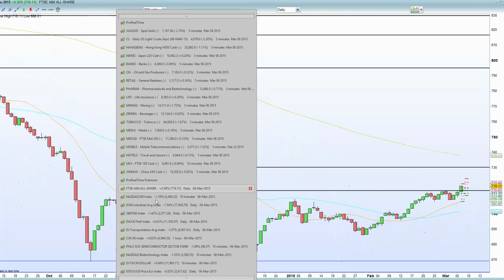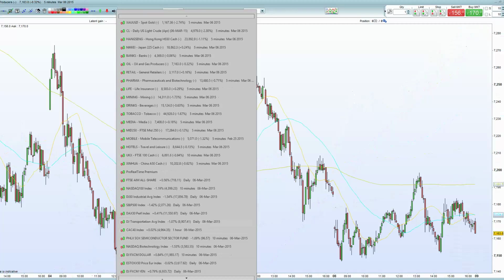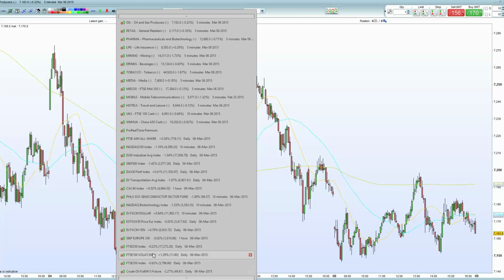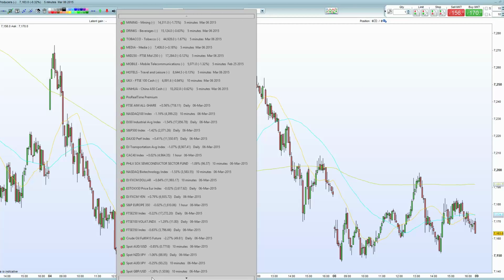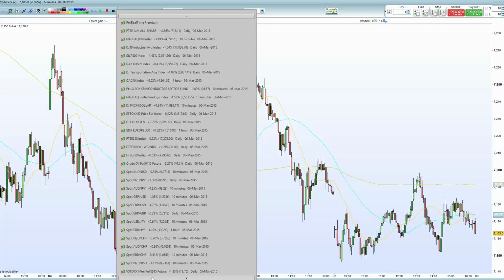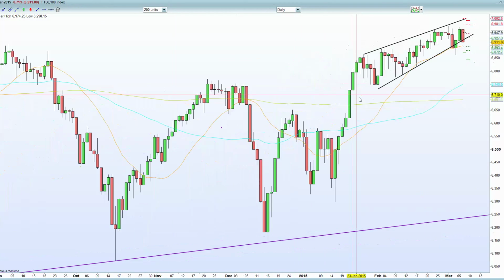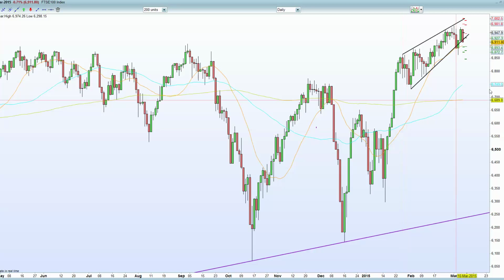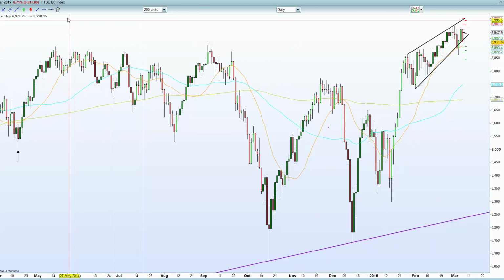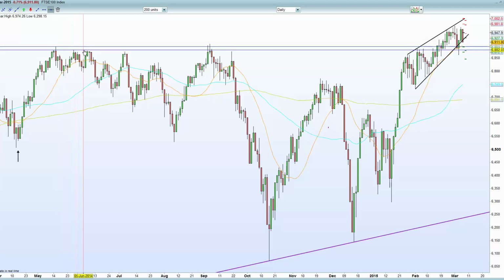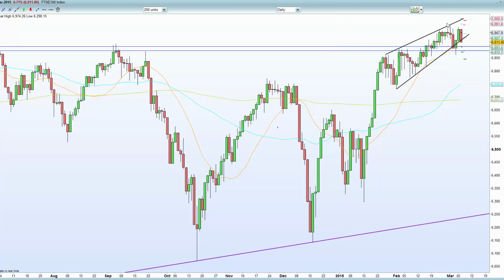Okay, FTSE 100, let me bring this chart up for you. So this is your FTSE 100. We're in a rising contracting wedge pattern, which I discussed previously. On the daily chart, you can see previous resistance equals support has held thus far, and we have remained within this channel.